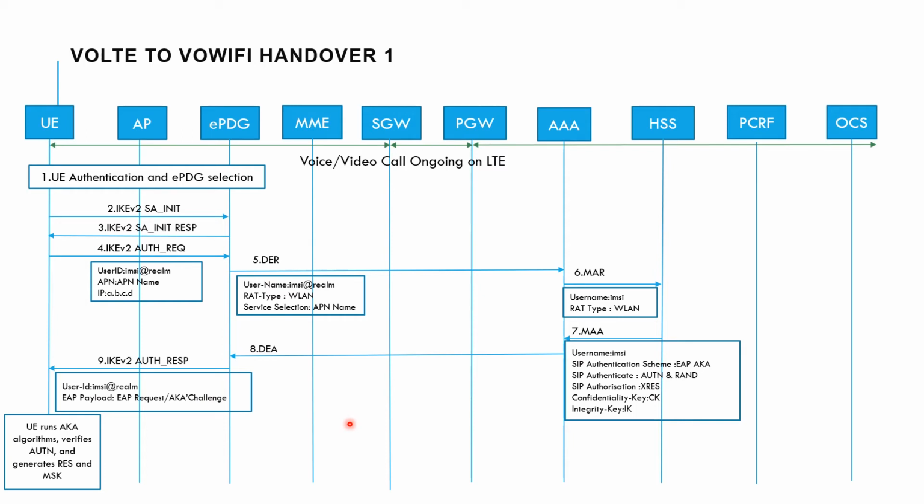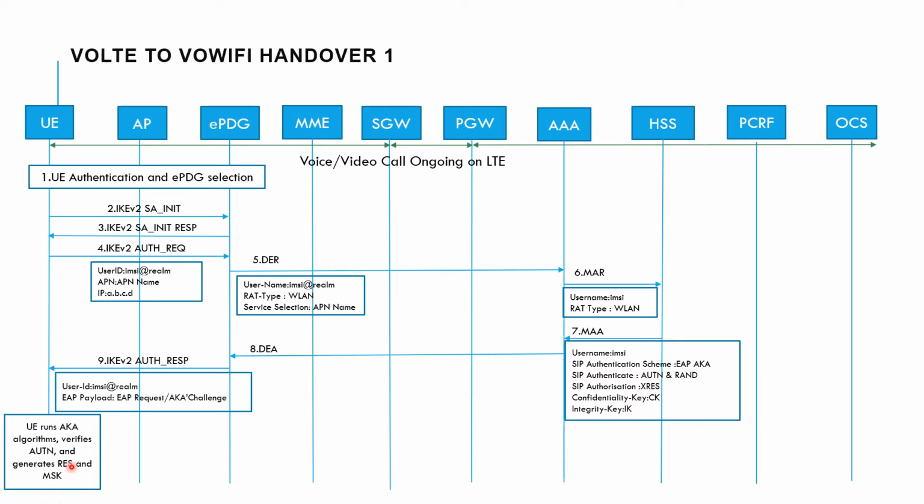Now, once the challenge reaches the UE, the first thing the UE does is run the AKA algorithms. AKA algorithms are the algorithms which are used to generate a RES. And one more thing which the UE does here is the verification of the network. One authentication vector which is coming from the network is the AUTN. The UE verifies this AUTN with the network AUTN, and if these AUTNs match, then we can say that the network is an authentic network, and the UE generates the RES by running the AKA algorithm.